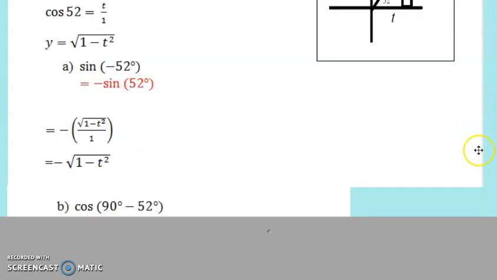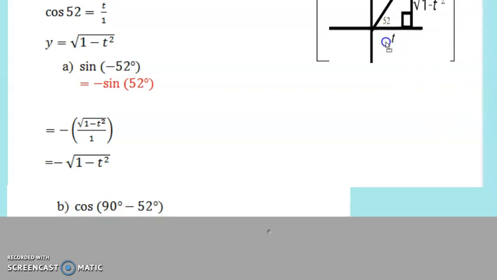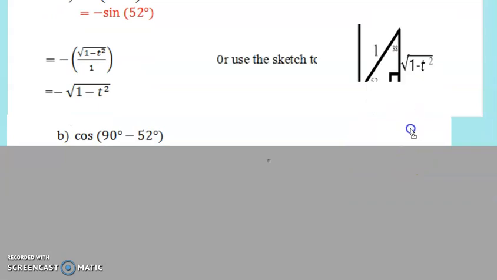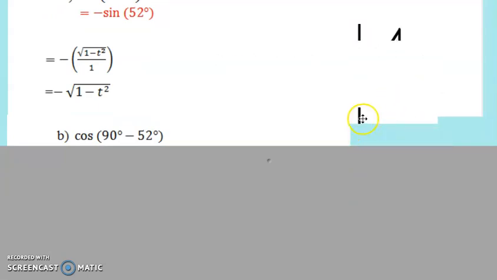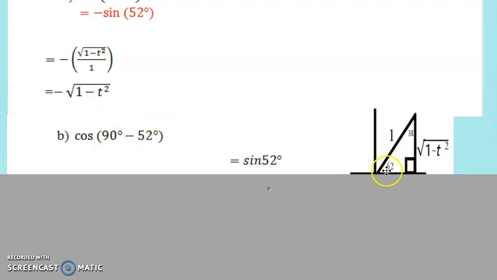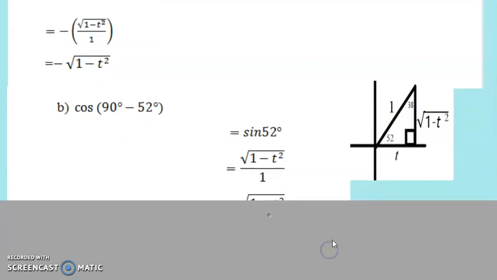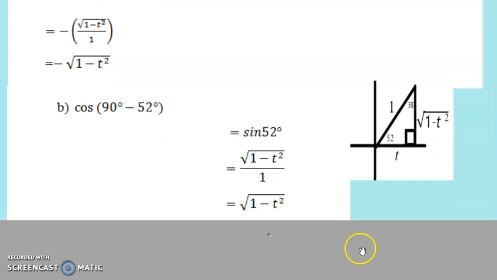Our next question asks us to solve cos of 90 degrees minus 52. Now, if you know what this is all about, you will know that here they are talking about the complementary angle. Let's use the rules of reduction. When I use the rules of reduction, cos of 90 degrees minus 52 will be in the first quadrant. So the name will change to sine of 52 degrees. What is sine of 52 degrees? The square root of 1 minus t squared over 1. So that answer is the square root of 1 minus t squared.